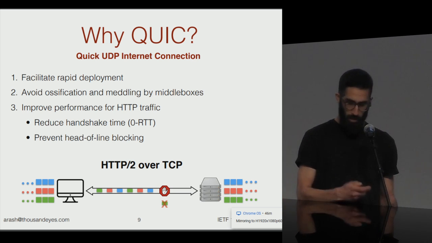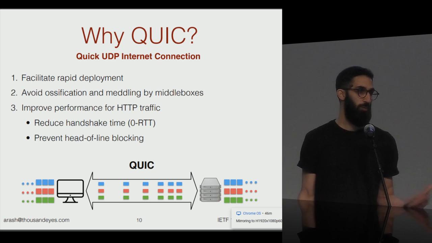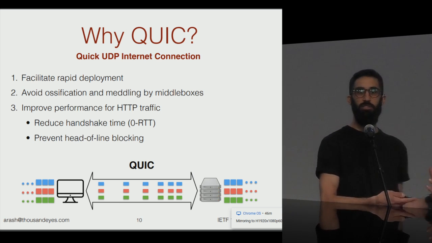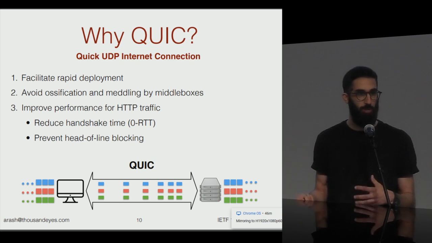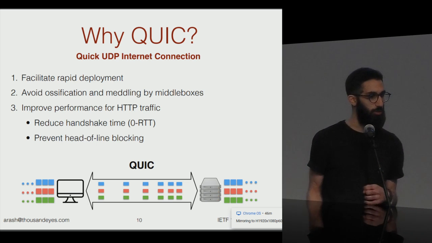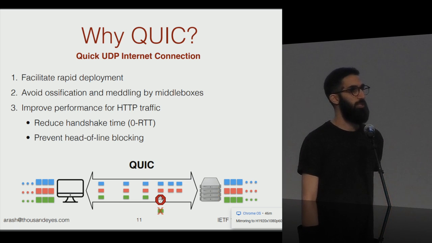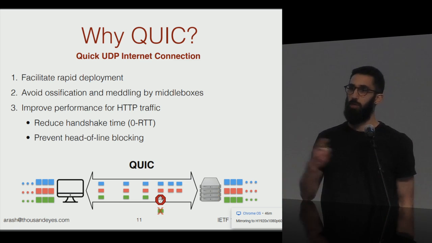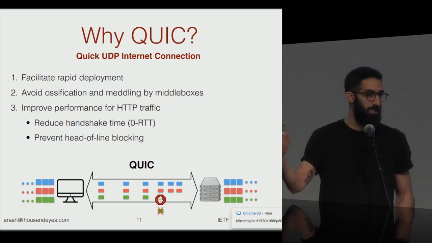And QUIC solves this by basically mapping HTTP streams into QUIC streams. Now, having that logic of streams in QUIC, if one of these streams is blocked, the rest of them are not going to be blocked and can proceed normally.